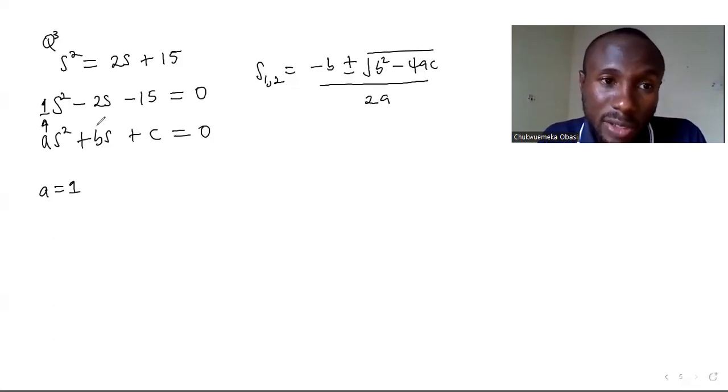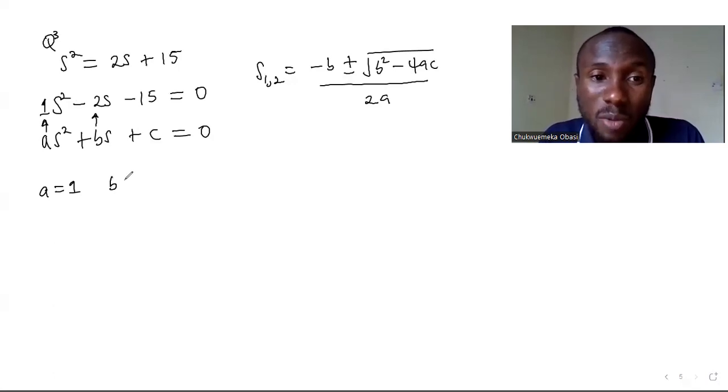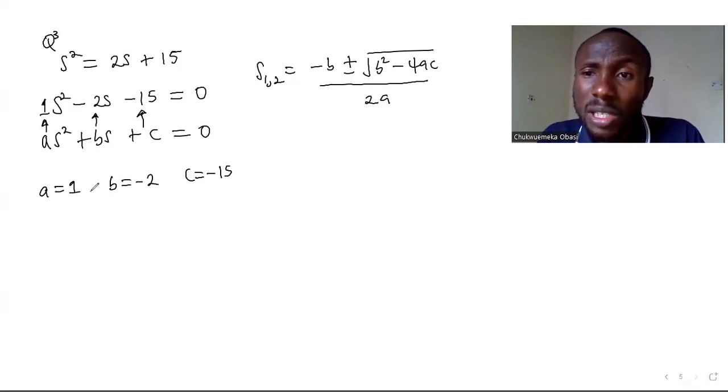Your b here, you see the b should be negative 2, right? So don't forget the sign. b must be negative 2. And of course, you see the c now will be negative 15. So c is negative 15. So now I've gotten the value of a, the value of b, and the value of c. What do I do? I will plug it right into this formula to get my answer.